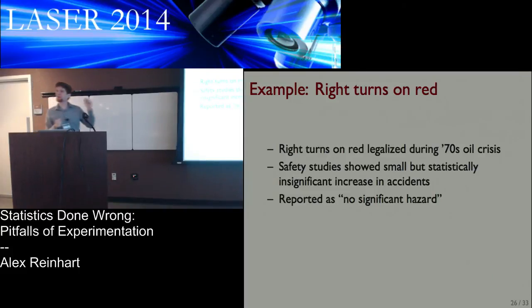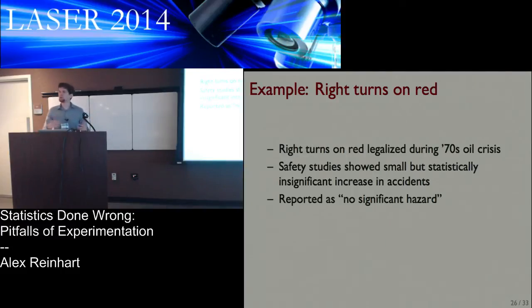So right turns on red were only legalized in the 70s during the oil crisis. I won't ask which of you remember that. But the idea was this would be a fuel saving measure because you have to waste less time at red lights. So the various state departments of transportation went and hired consultants, and they told the consultants, tell us whether this change would be dangerous, because they don't want to do it if it would be unsafe.